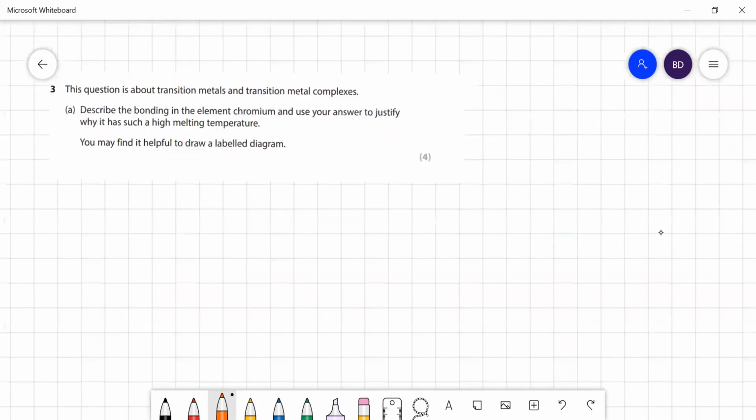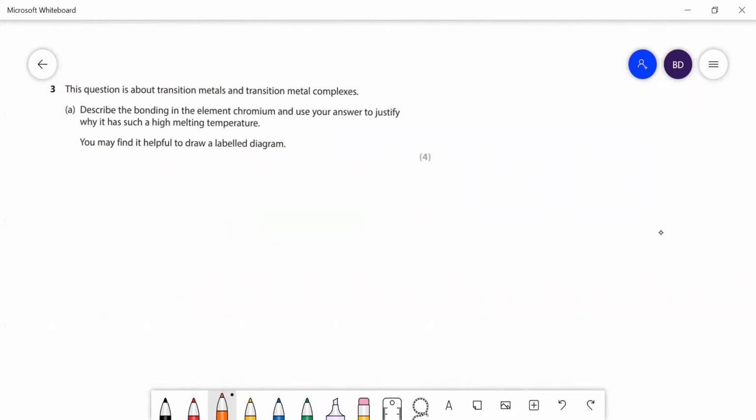Okay, this is about transition metals and transition metal complexes. Describe the bonding in the element chromium and use your answer to justify why it has such a high melting temperature. This is 4 marks, but it's barely above GCSE. We're talking about metallic bonding here, aren't we? So what is a metal?